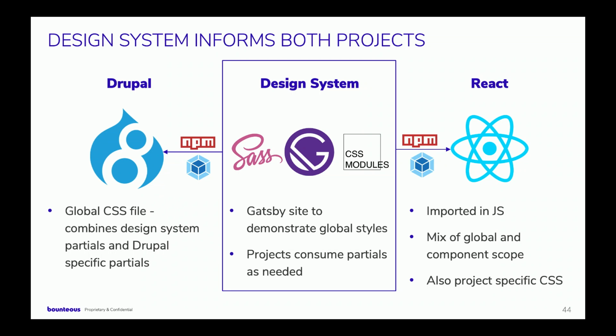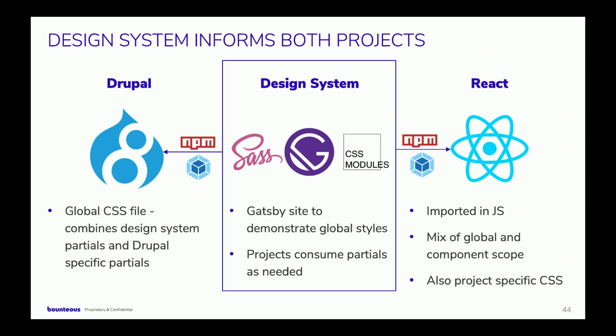So on the React side of things, they get imported into the JavaScript, and there's a mix of global and component scope. Things like typography, global rules, and spacing scales are imported globally. But our React developers do prefer to scope things at the component level. So even for something like a button component, they're going to import that button component and have it scoped just at the component so that the styles don't leak out at all.